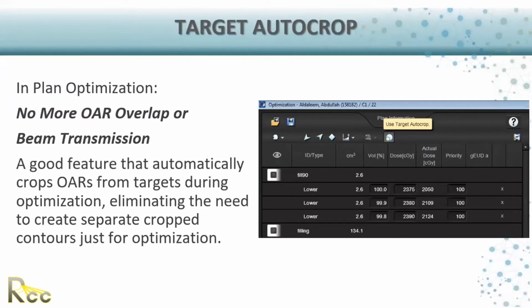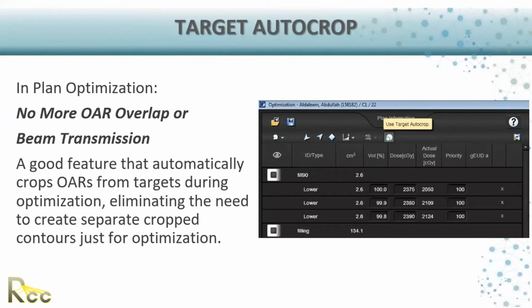The target AUTOCROP is a very nice feature available in Eclipse in the plan optimizer, with no more organ at risk overlap or beam transmission. It is a good feature that automatically crops organs at risk from the target during optimization, eliminating the need to create separate cropped contours just for optimization.